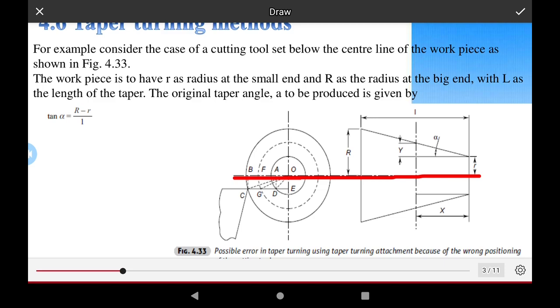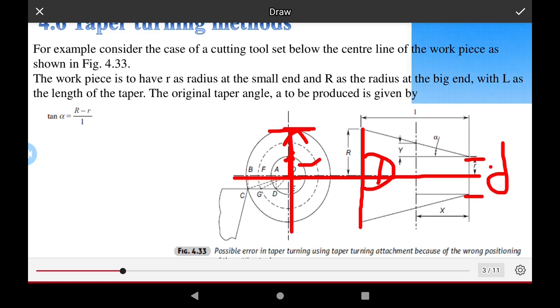This is the capital diameter of the workpiece, and this is the small diameter of the workpiece. Suppose this is the small r. In the face view of the workpiece, this is the small r and this is the capital R. Capital R is the large radius and small r is the small radius.